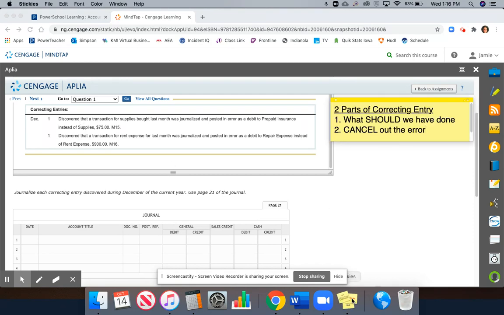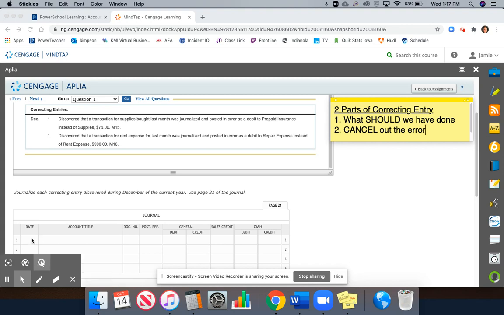So remember the 2 parts of a correcting entry. What should we have done? And then cancel out the error that was done. So the first one, it said we discovered that a transaction for supplies bought last month was journalized and posted to prepaid insurance instead of supplies.